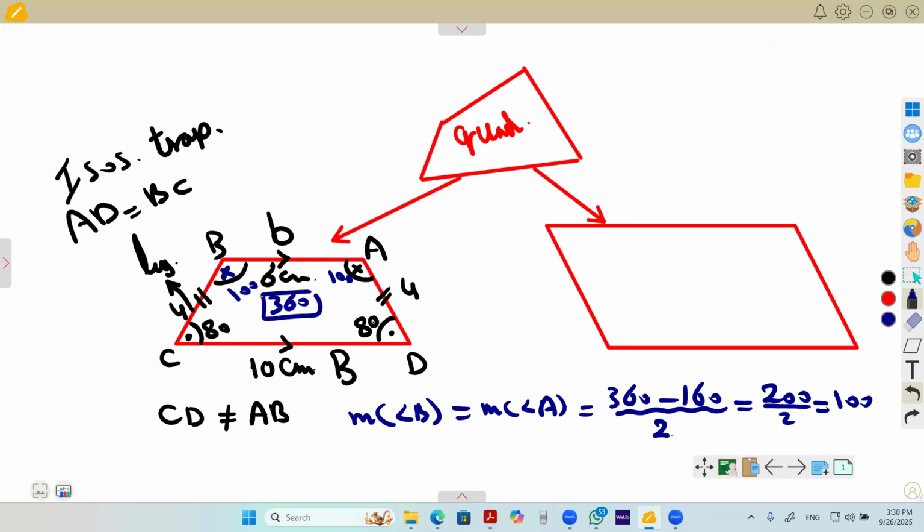Also, we can get the measure of angle B from the relation of the parallelism, which forms the letter U. Any consecutive angles between two parallel lines must sum to 180. So we have co-interior angles. C is 80, so B will be what? 180 subtracting 80, it's 100. So if we know that B is 100, then A must also be 100.